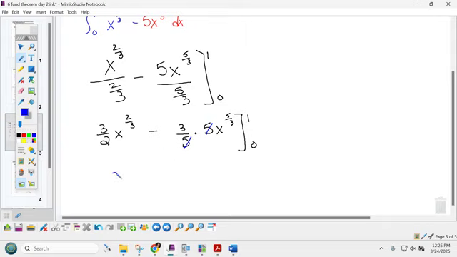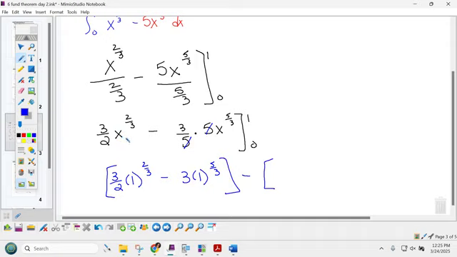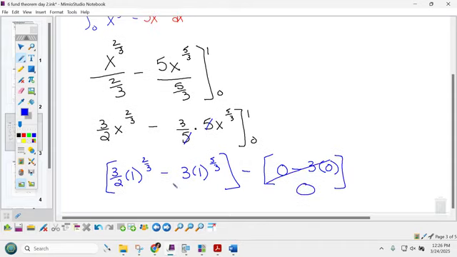All right, we're going to input 1. So this whole value minus input 0. Okay, well, when I input 0 here, that's 0. And I got 3. So this whole last term is 0. Good, I don't have to write that.